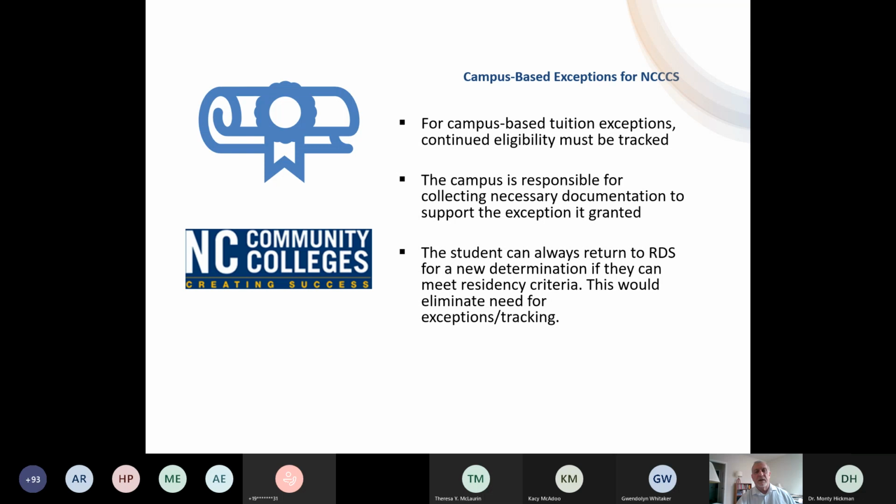So those are the campus-based exceptions, and they say each one in the new guide, I can go through, it will go through details of what you need to collect or whether it needs to be tracked or how long it's good for. So anytime, again, you are making a campus-based exception, you need to collect the documentation to support why you're giving the exception, how they meet it when RDS said they didn't meet the general criteria. And then if it needs tracking, okay, you've got to track that.